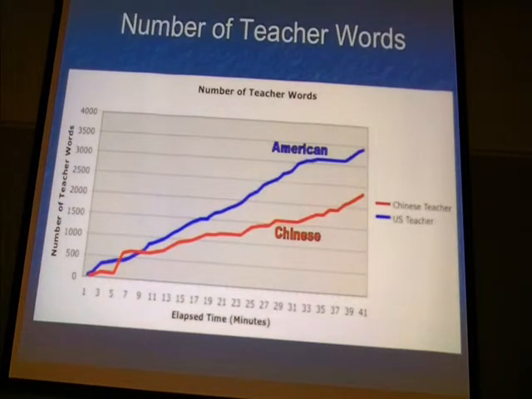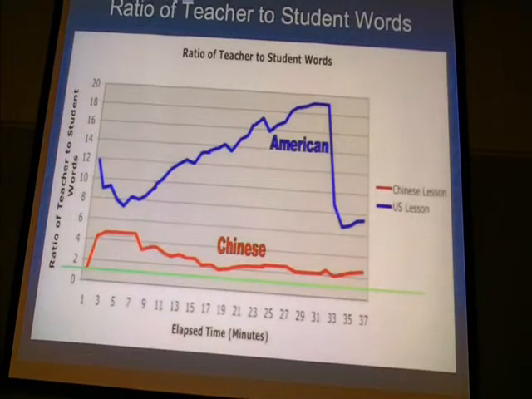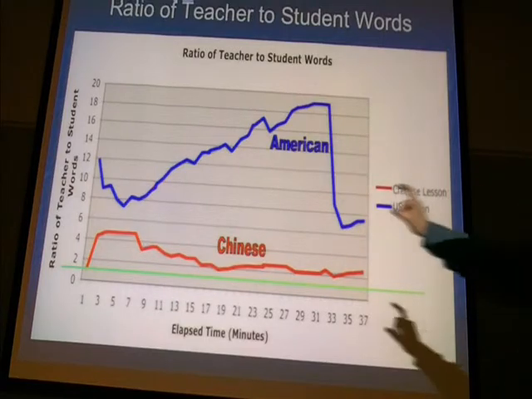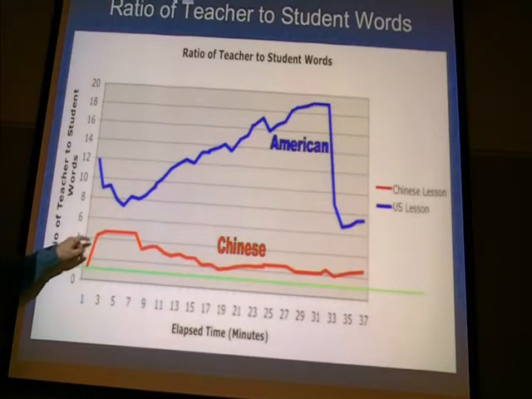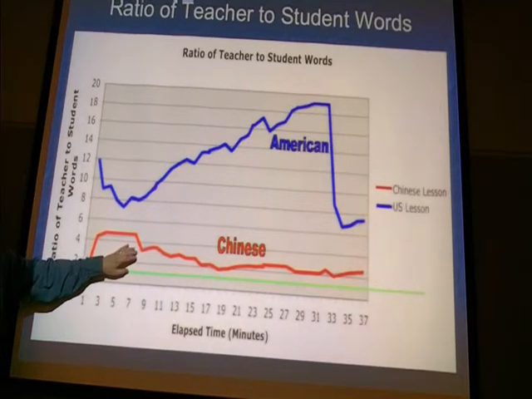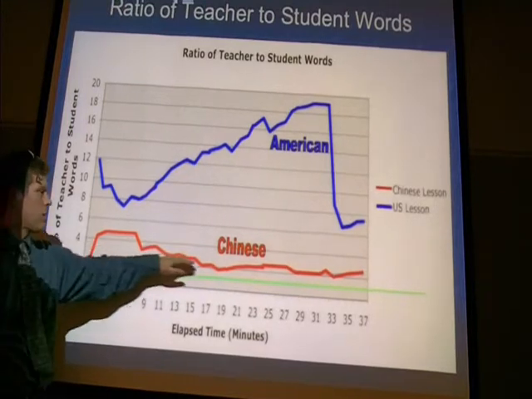Okay, so this is just a ratio comparing the number of words spoken by the Chinese teacher, Chinese students, and the American teacher, Chinese students. This shows the ratio as the lessons progress. So you'll see that in the beginning of the Chinese lesson, when the teacher was introducing the first 3 tasks, she did a lot of talking. But as the lesson progressed, it pretty much followed a constant ratio.